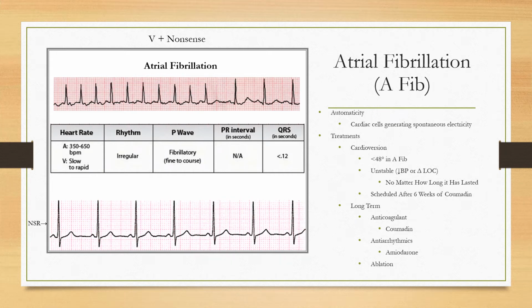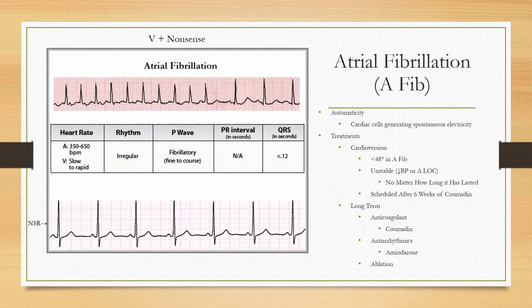Okay, so let's talk about another rhythm called atrial fibrillation. Remember, these rhythms are not originating from the SA node, so we can't call them normal sinus rhythm, and they're not following the normal pathway from the SA node to the atrium, to the AV node, and then to the ventricle. Okay, so they're going to look different.